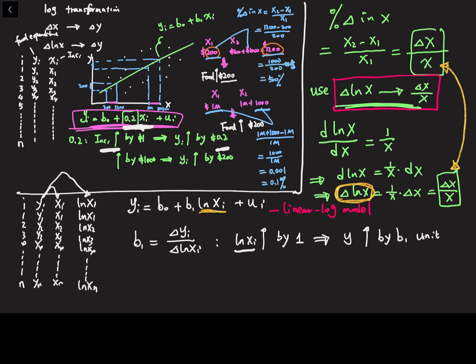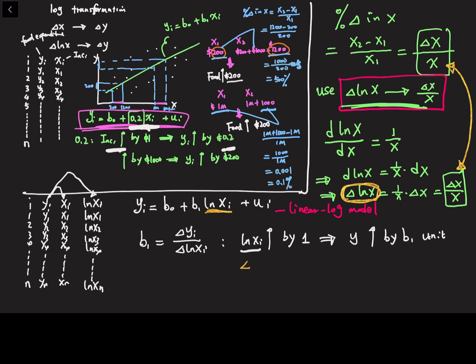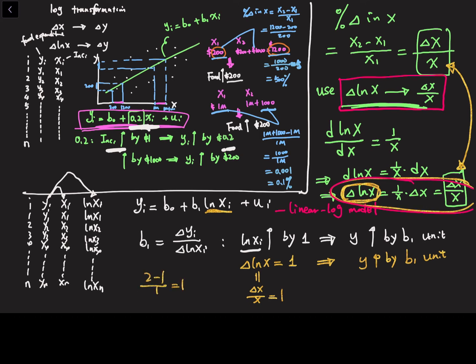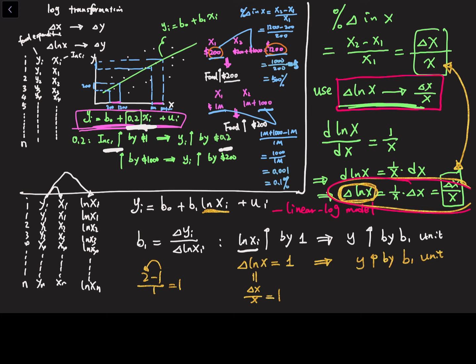You can interpret this: ln of x increased by 1. What does that mean? That means change in ln of x equals 1, and then y increased by b1 unit or units, right? So we write this as change in x over x is 1. Think about it: 2 minus 1 over 1 equals 1. So the value increase from 1 to 2 is actually a 100% increase, i.e., x increased by 100%. If x increased by 100%, y will increase by b1 units.